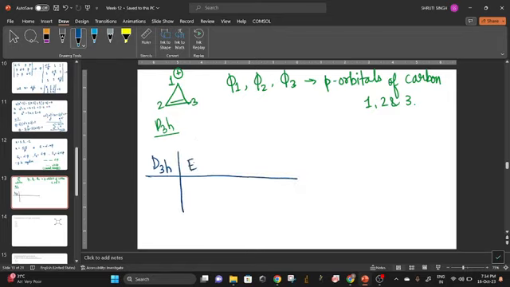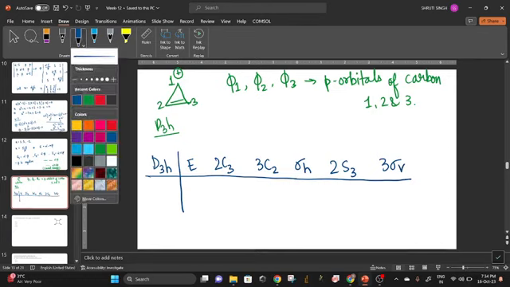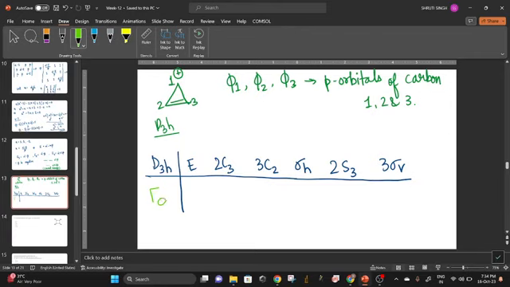So in D3h it is E, 2C3, 3C2, sigma h, 2S3, 3 sigma v. Okay, let me name this as gamma phi, phi is the p orbital. So under E there will be no change, so it will be equal to 3. Under C3 all will change position, so it will be 0.